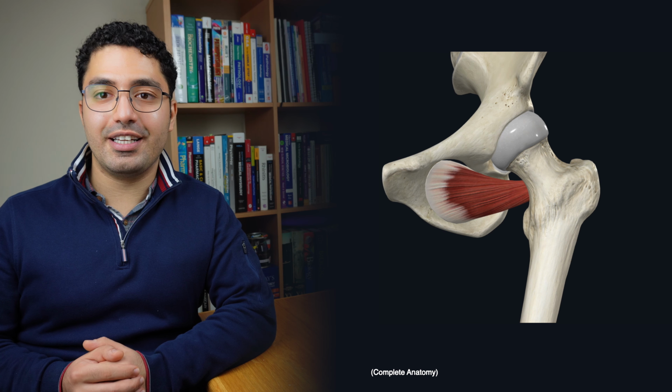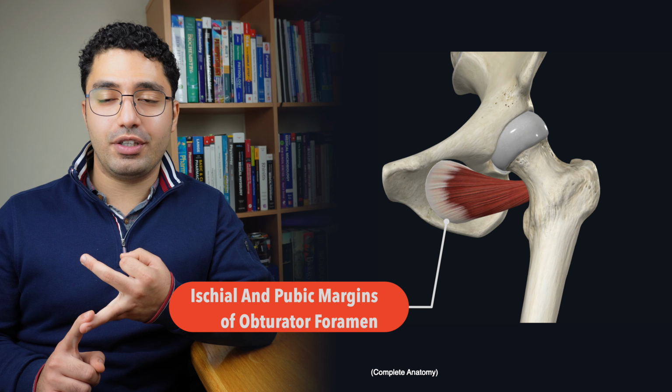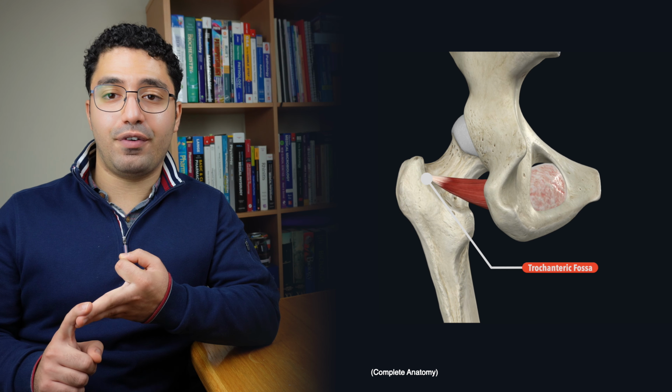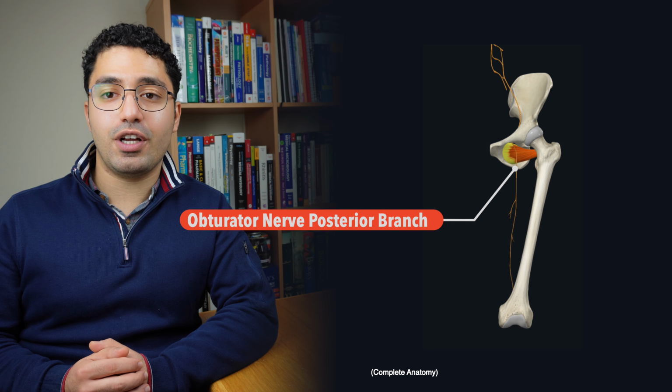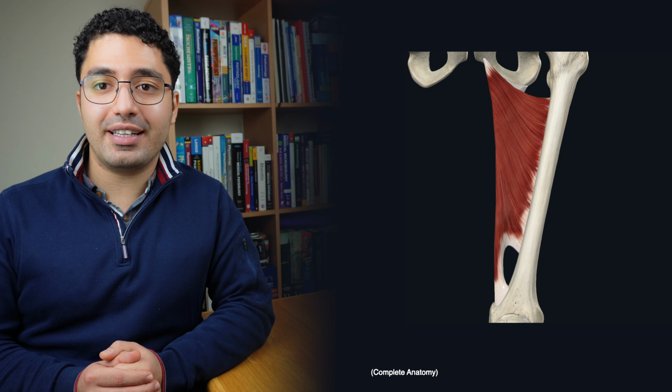The first deep adductor muscle is the obturator externus, which originates from the ischial and pubic margins of the obturator foramen and inserts onto the trochanteric fossa, and it's innervated by the posterior branch of the obturator nerve. The last and most powerful adductor muscle is the adductor magnus, and it actually has two parts.